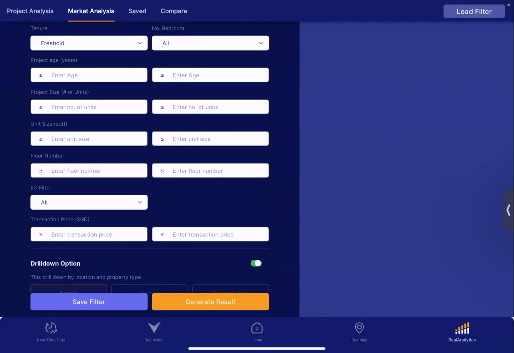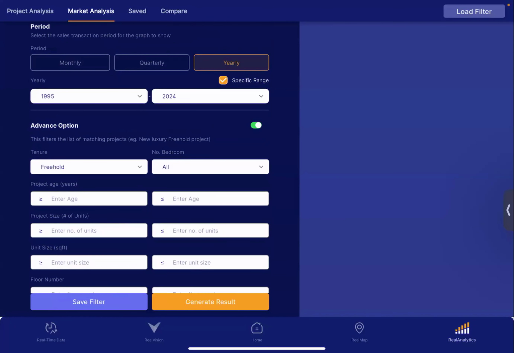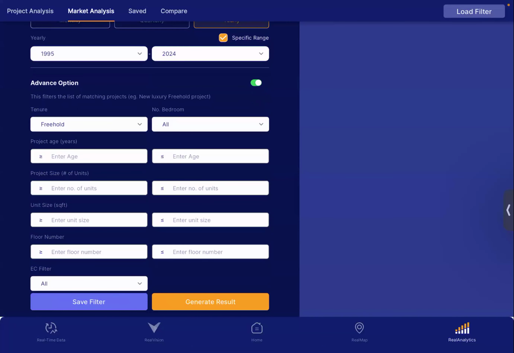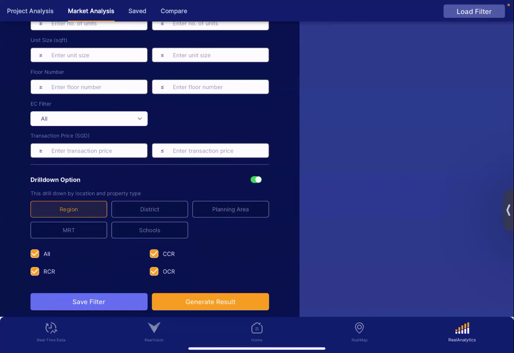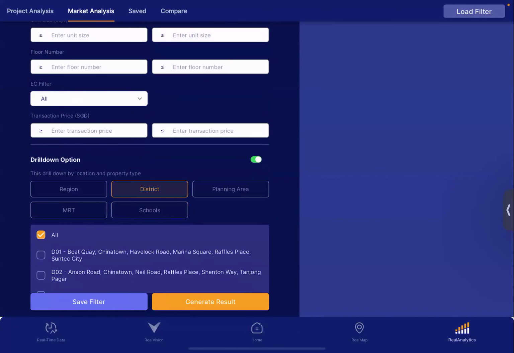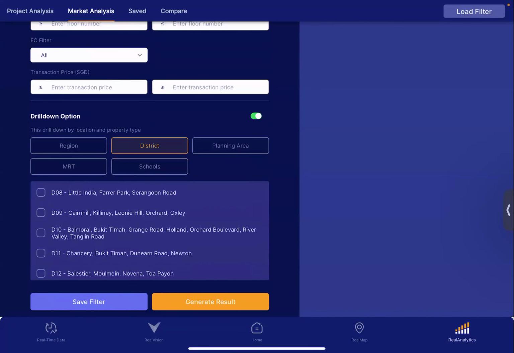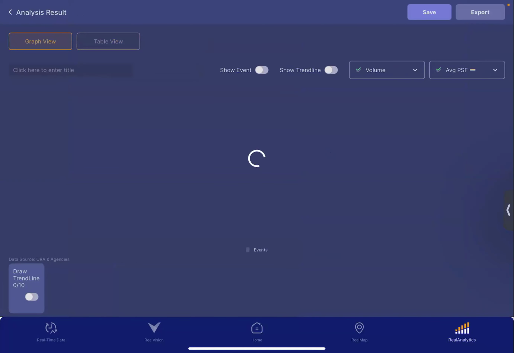And then from here you can see freehold, you got number of bedrooms, you can see project age to what age, how many big, medium or small projects, up to you to choose. Okay, square feet, unit number, floor height, high floor, low floor, mid floor, up to you. It can be very detailed. But as I mentioned, for today's demonstration purpose, I choose all freehold. Okay, and then you can choose by region, by district, planning area, MRT, or school. Let's say I choose by district. I choose D9, freehold. I generate.